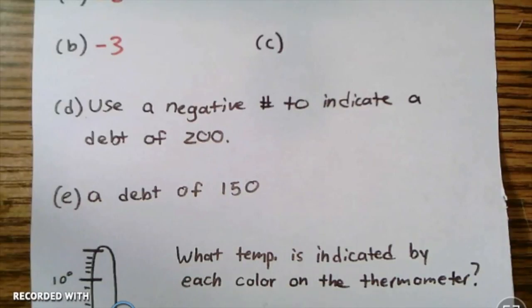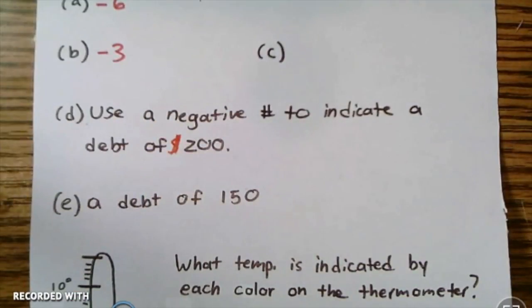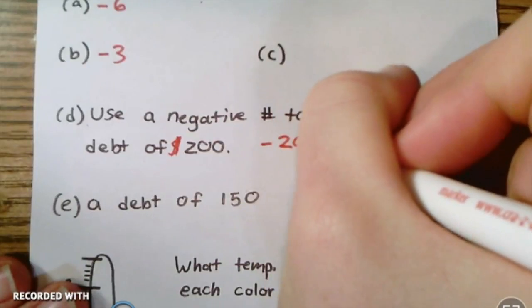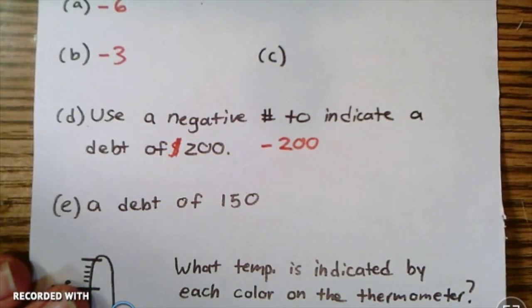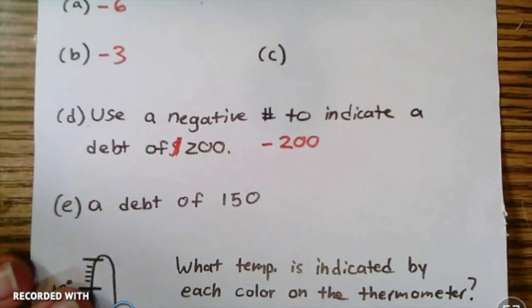All right, example D. Use a negative number to indicate a debt of $200. A debt of $200. So if I owe you $200, then how much money is in my bank account, or how much money do I have? I have -$200. So -200. Again, you could write it with a dollar sign. In this case, since I'm just showing the number, I'm just writing -200.